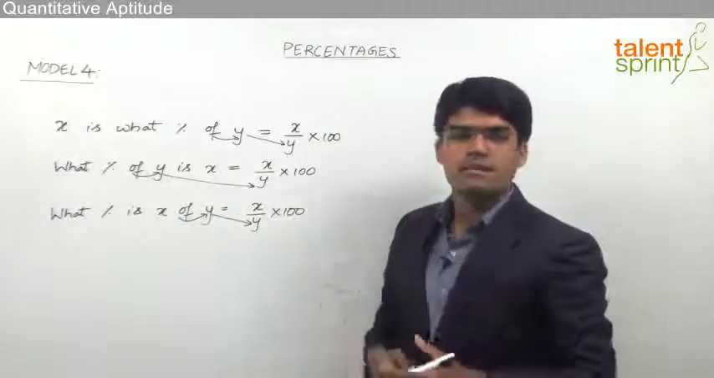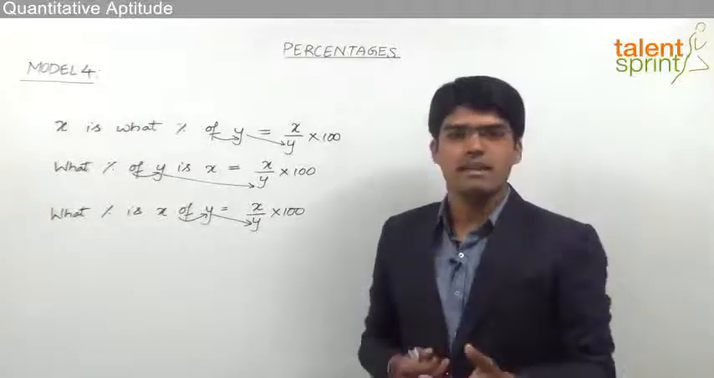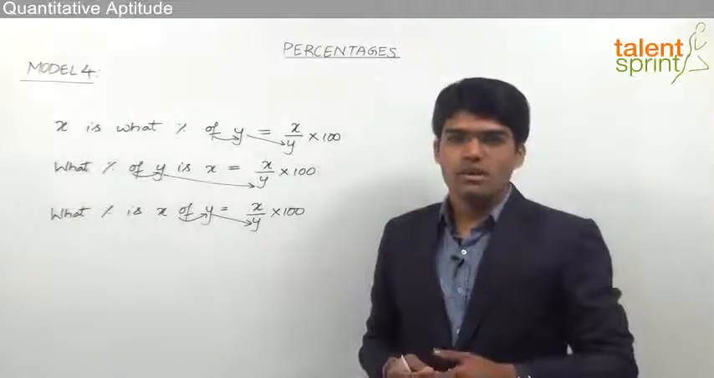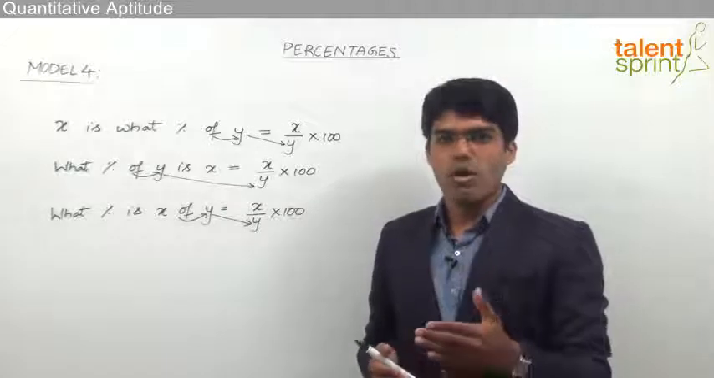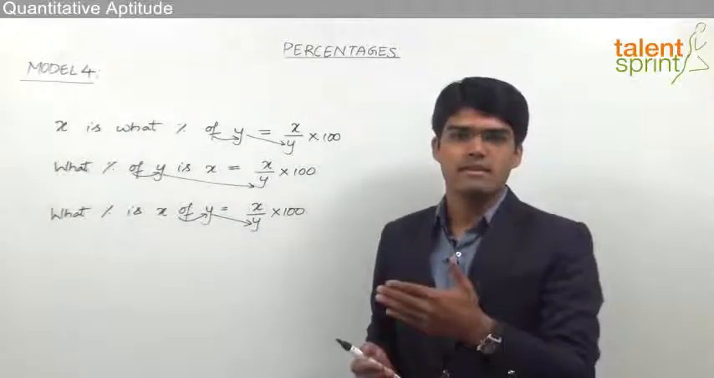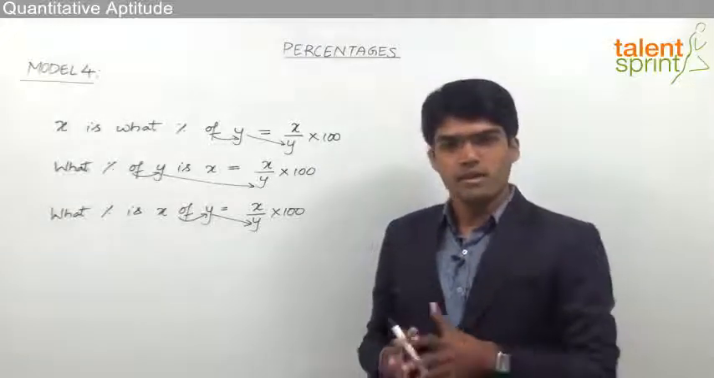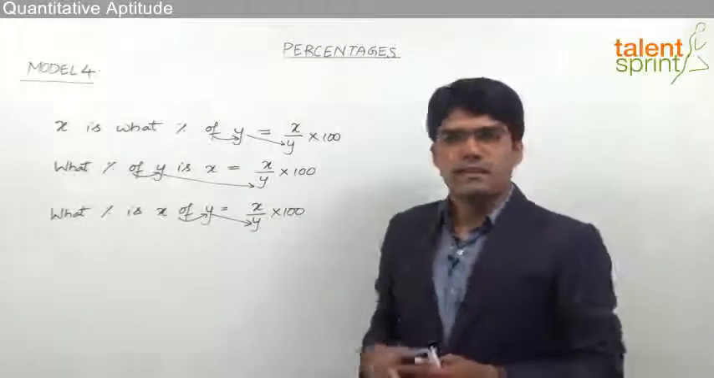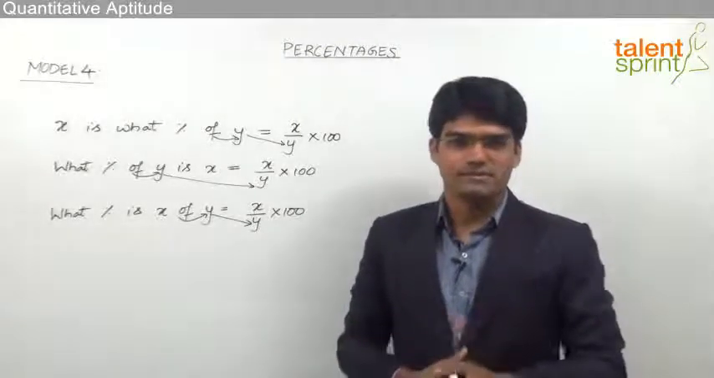So let's say if the question is R is what percent of K, the answer should be R by K into 100. Why? Because we are asking R is what percent of K. Or if the given question is what percent of Z is M, the answer here should be M by Z into 100 but not Z by M into 100. So one simple point here is whatever is followed by "of" has to be taken in the denominator. And this model is very frequently asked when we go for data interpretation.